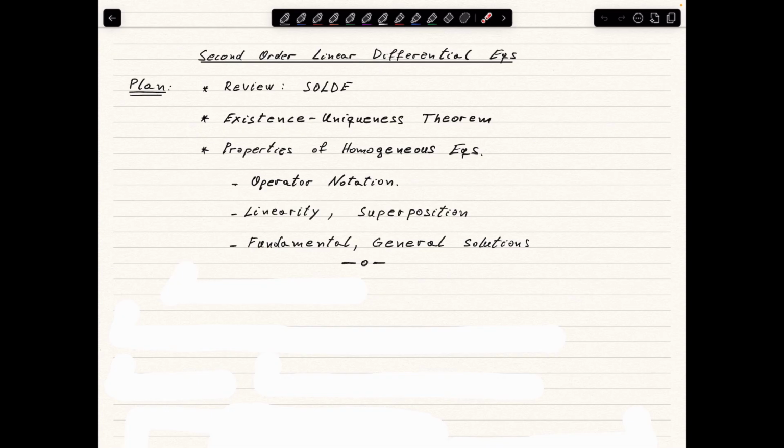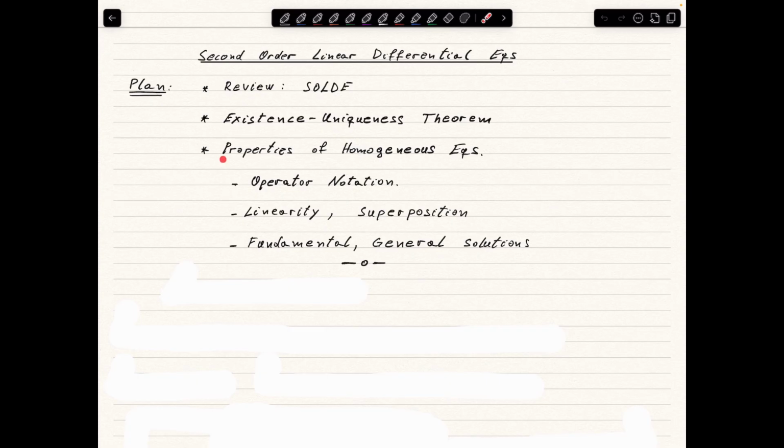In this video we are going to talk about second order linear differential equations. This is a continuation of a previous video, so we are going to start by reviewing what we saw in the previous video about these equations. Then we are going to show a theorem that says when these equations have solutions and when these solutions are unique.